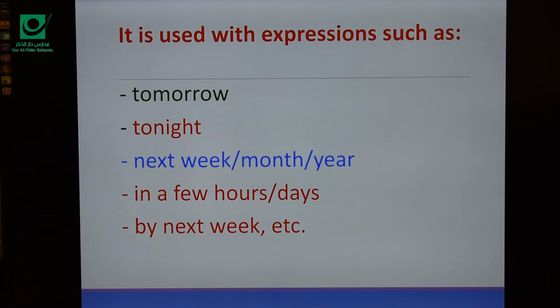It's used with expressions that refer to the future, such as tomorrow, tonight, next week, next month, next year, in a few hours, in a few days, by next week, and so on. We use these expressions with be going to to refer to future plans or intentions.